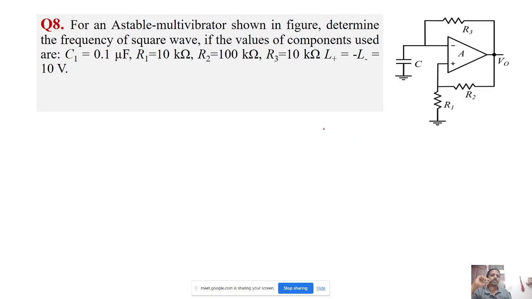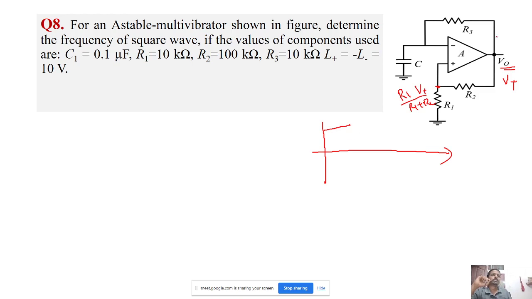So here, suppose initially V0 is some high voltage, say V plus. So what will be the voltage here? It will be V plus into R1 by R1 plus R2. So it is high.